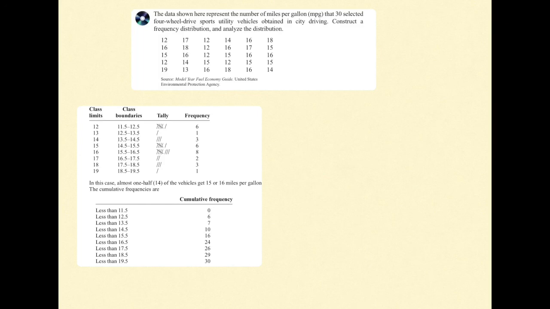If the data is continuous, class boundaries can be used, so you subtract 0.5 from the lower boundary or add 0.5 to the upper boundary. Next, you're going to tally the data, and lastly, you're going to find the numerical frequencies from the tally and find the cumulative frequencies.